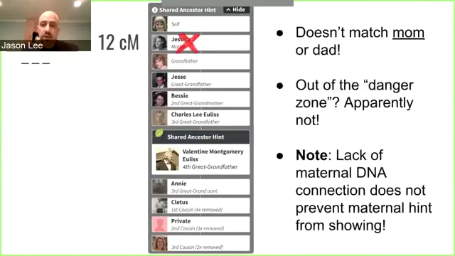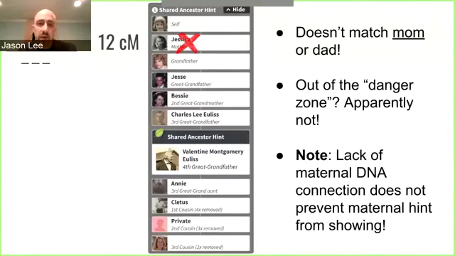But again, if we scrutinize this match, even though we're out of what would generally be considered to be the danger zone, this is a match who doesn't match mom or dad. We would want to see this be a match to mom. This is a match through the maternal line in this case with this nameless cousin. But there's no match to either parent. So apparently we're not quite out of the danger zone, and so we should be careful, even when we have a shared ancestor hint, to scrutinize the connections as closely as possible.